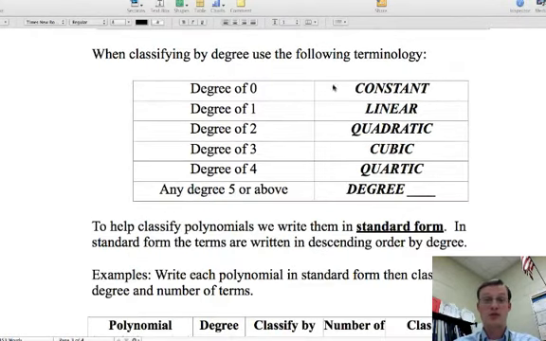So degree 0 is constant, degree 1 linear, degree 2 quadratic, degree 3 cubic, degree 4 is quartic, and then degree 5 or above, degree 5, degree 6, degree 7, degree 8, and so on.